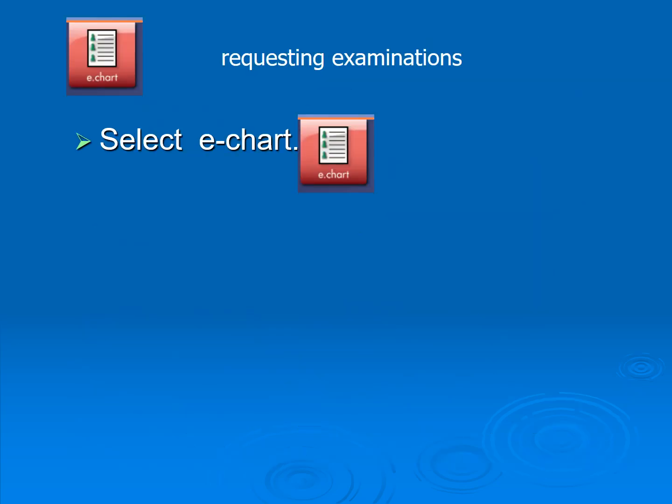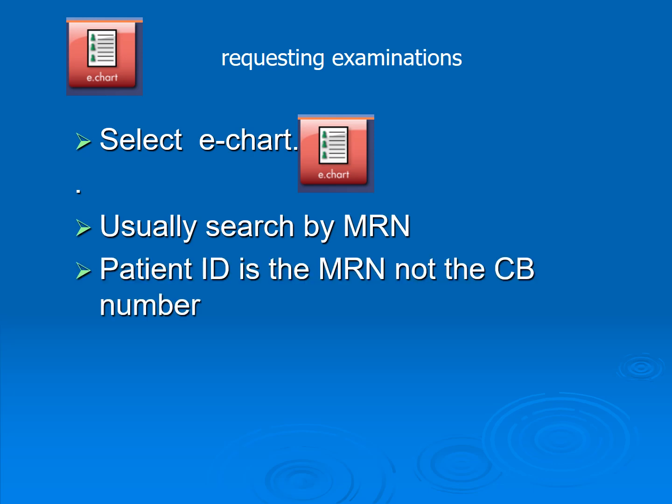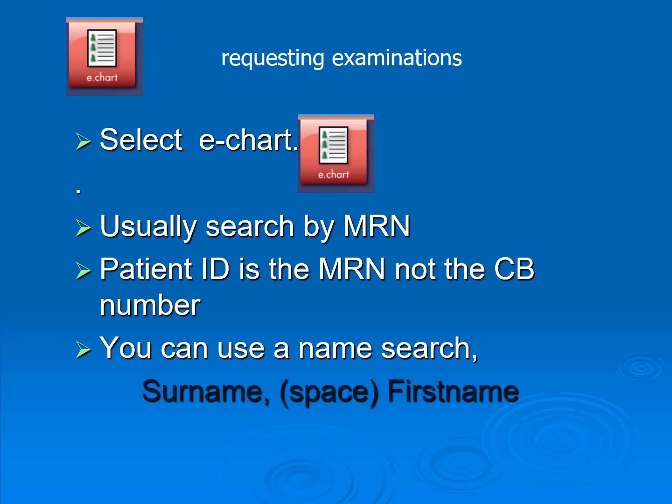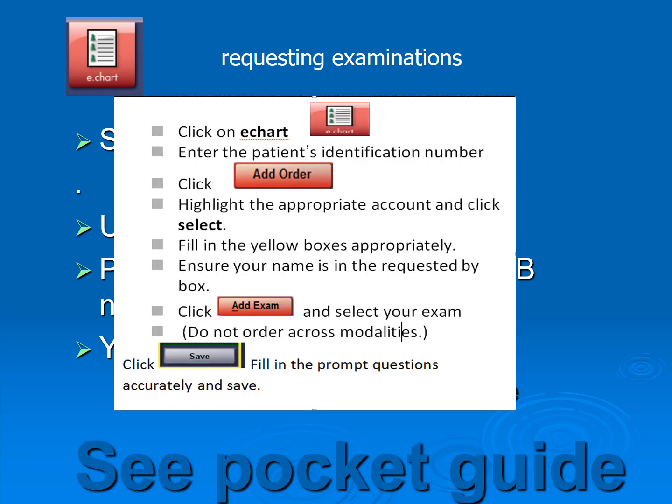Launch RIS on the hospital PC or the NIMIS workstation. Click on the eChart icon. We usually search using the patient's medical record number. You can use the name search by entering the surname, then a comma and a space, and the first name. Please see the pocket guide.